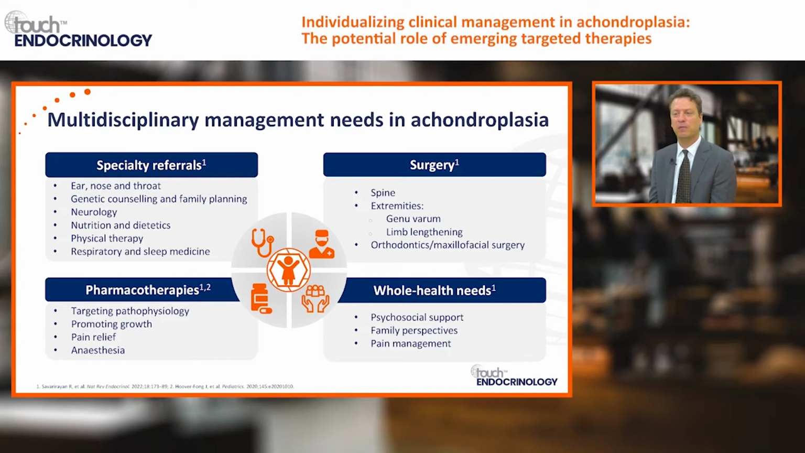There's now the potential for pharmacotherapies that are targeting the specific pathophysiology with hopes of avoiding medical complications. There are surgical options both to treat medical comorbidities as well as potentially for limb lengthening and height augmentation. And finally, it's really important to focus on the whole health needs of the patient and their family, making sure that they have adequate psychosocial support and family support groups, as well as always focusing on individual pain management.